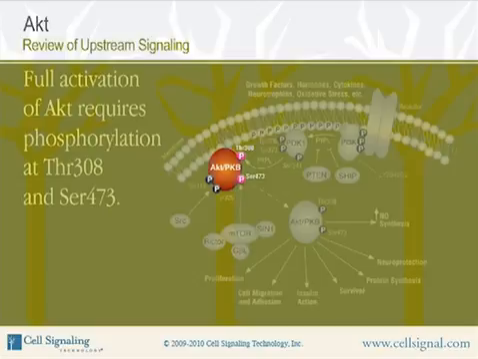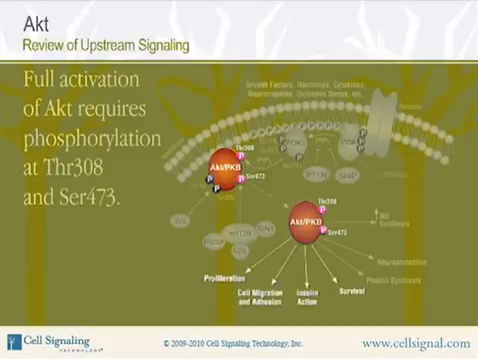The activation state of AKT in cells can be measured using phosphothreonine 308 and phosphoserine 473 specific AKT antibodies. Active AKT phosphorylates many downstream targets to promote cell proliferation, cell migration, insulin action, survival, protein synthesis, neuroprotection, and nitric oxide synthesis.